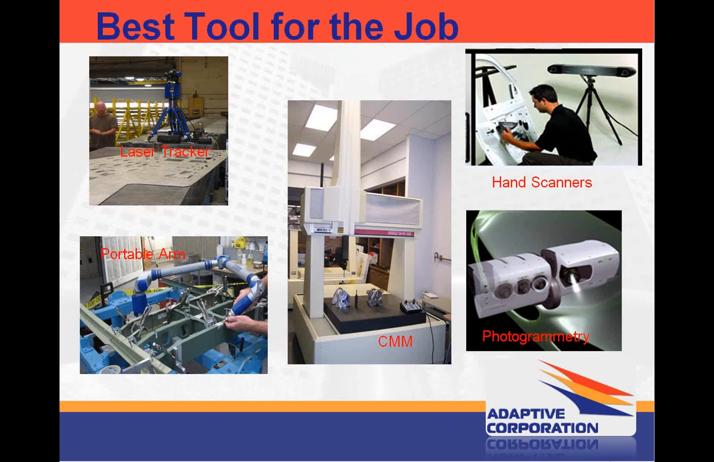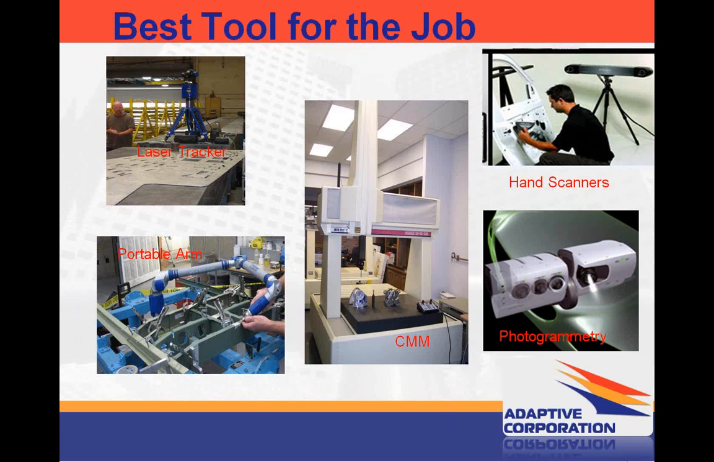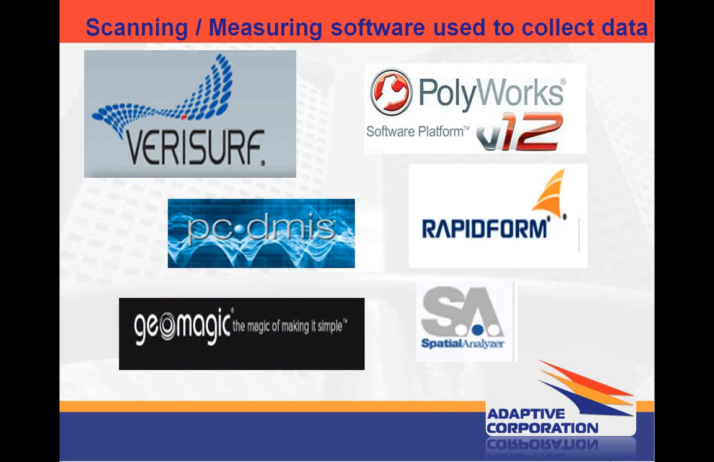What we're seeing in this picture here is, on the top left, a laser tracker, which is used for very large parts that can scan up to and take data up to 50 feet in any direction. Portable arms, coordinate measure machines, hand scanners, and photogrammetry type scanners. So there's a wide range of ways to collect data, and they all have their applications and importance.